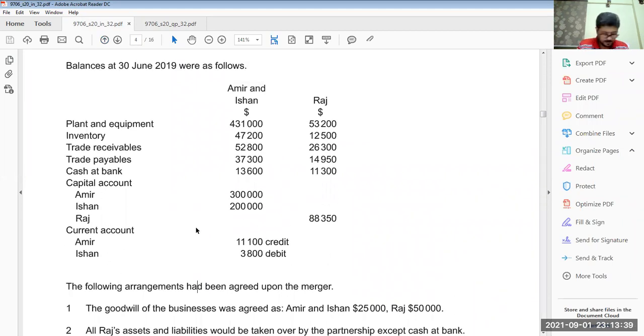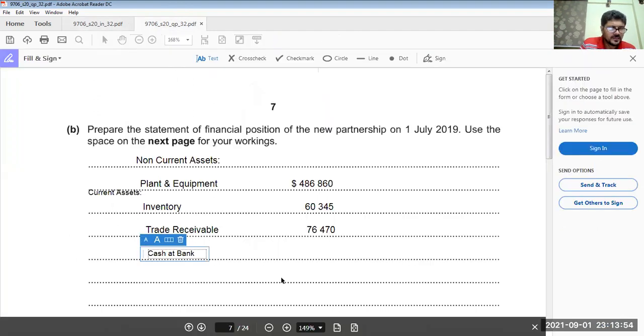Cash at bank is 13,600. 13,600 minus 7,705 we have to pay to Raj. So how much is left with us? 5,895.